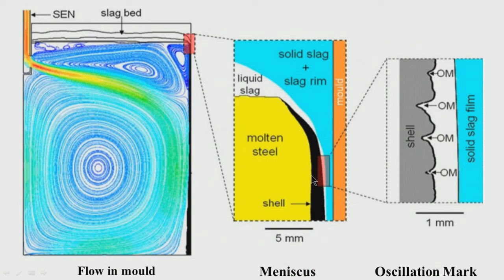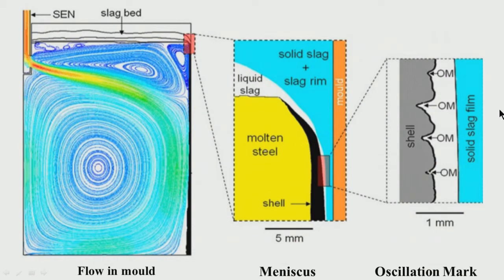That means the shell thickness here, when it is starting to solidify in the mold at the top of the mold, is hardly less than 1 millimeter. It is increasing as you go down the mold. Maybe here it is 2 millimeter or 3 millimeter. As you go down, the shell thickness will increase, but at the top of the mold it is hardly 1 or 2 millimeter.